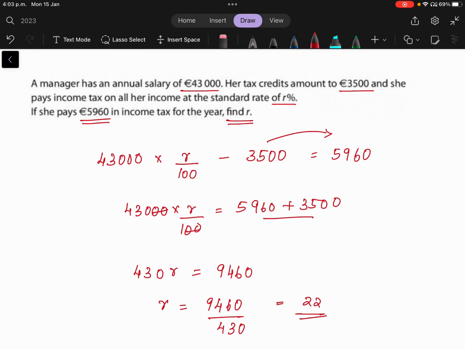Okay, so it is very simple. You write it in the format and then simplify it using algebra. Thank you.